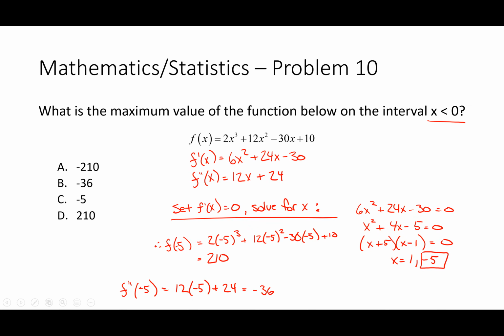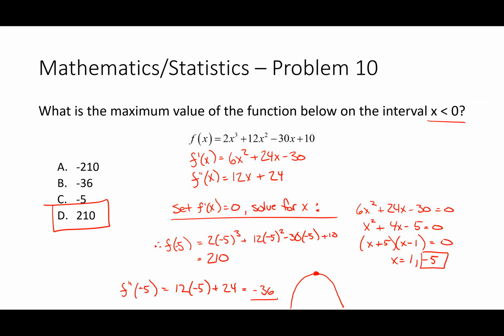Now, what does that tell you? The second derivative tells you the concavity of the function. And at that particular point, a negative concavity means it opens downward. So what does that mean? That means this is a maximum, and that actually is our answer.